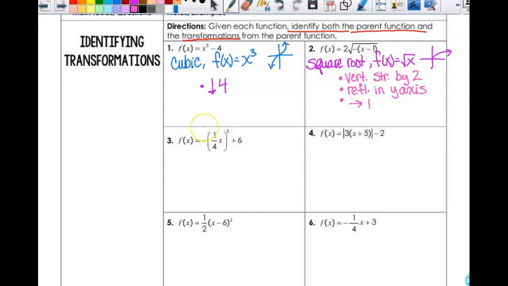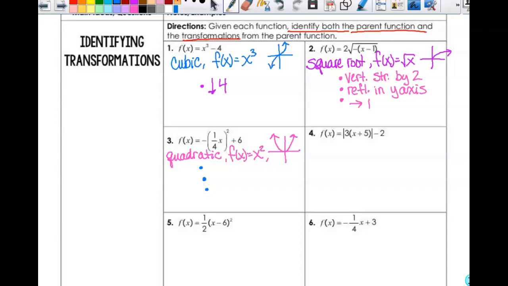So what's the name of this parent function? Quadratic. Quadratic. F of x equals x squared. And if you don't know what a quadratic looks like by now, you've been living under a rock. Okay, so I'm going to make my little bullet list here. I've got a negative, I've got a 1/4, and I've got a 6 that I have to deal with.